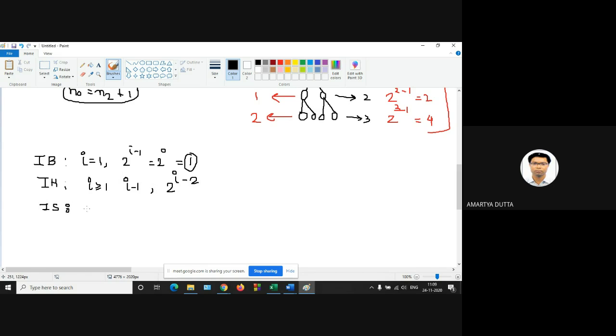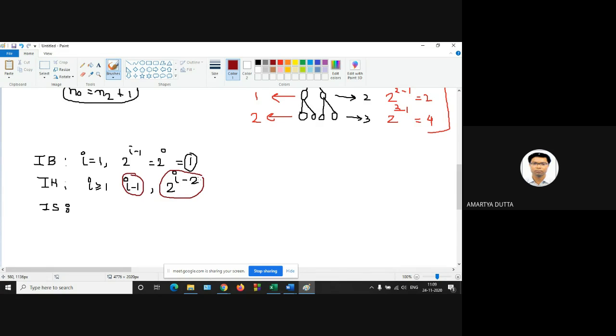Induction step. The maximum number of nodes at level I minus 1 is 2 to the power I minus 2. It is our assumption from the induction hypothesis.